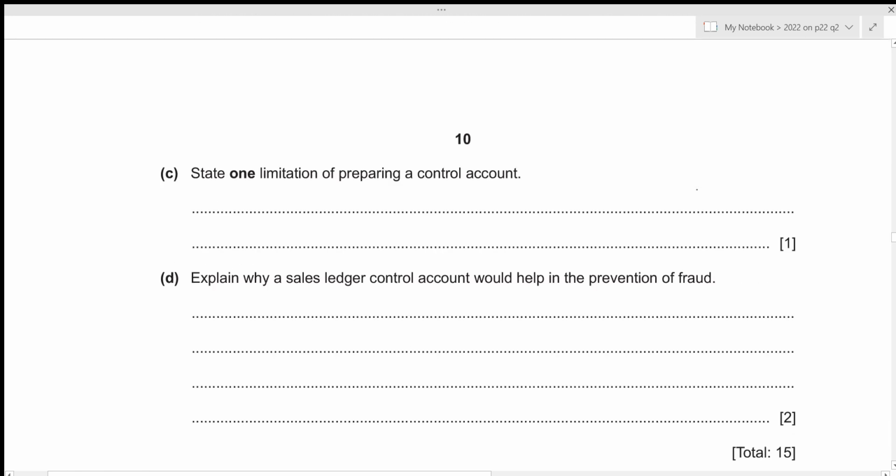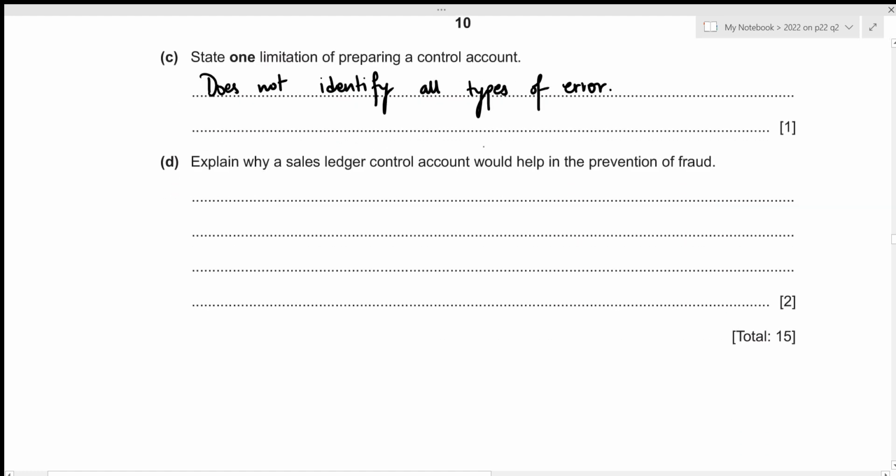Let's write it down. Does not identify all types of error. This concludes the third part. We can now move towards the fourth one. We need to explain why a sales ledger control account would help in the prevention of fraud.